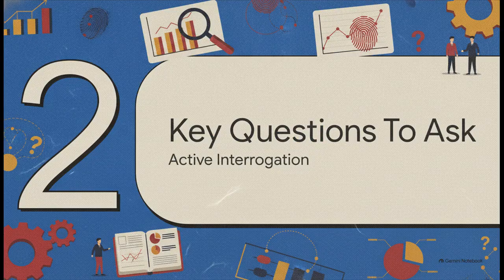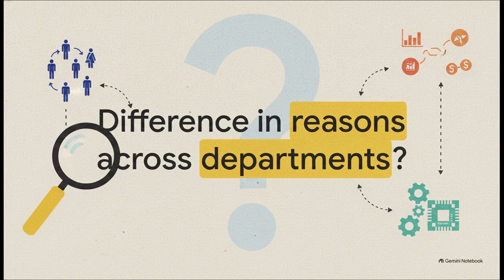Moving right along to Section 2, Key Questions to Ask. Now here is a brilliant analytical pivot from our source text. It asks, is there a considerable difference in reasons for attrition across department or division? We are no longer looking at the company as one giant single entity. We're zooming in with a magnifying glass, because honestly, the reasons people leave the sales department might be fundamentally different from the reasons people are bailing from the engineering division.